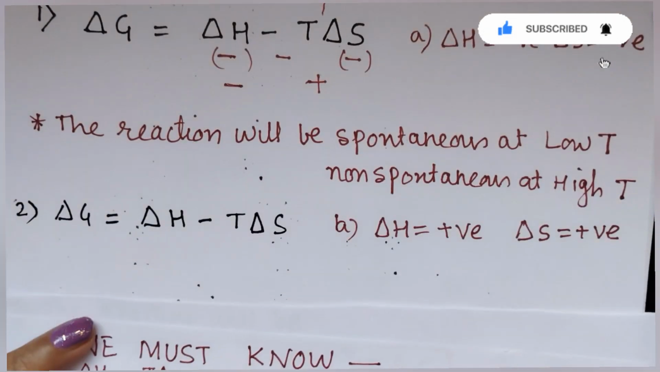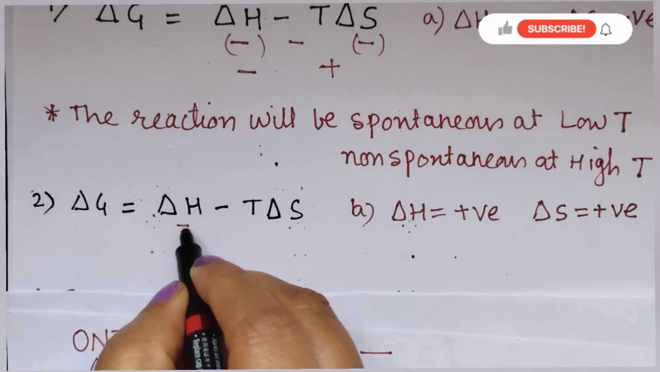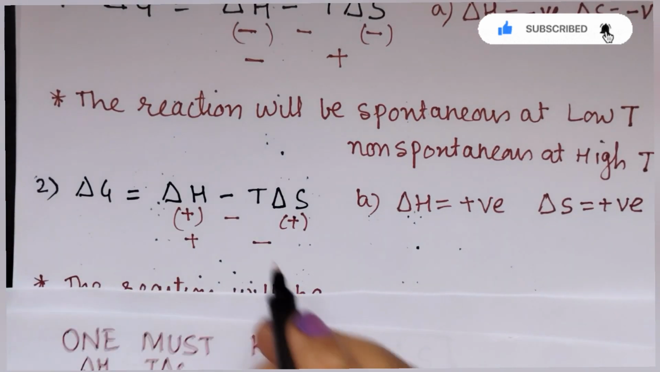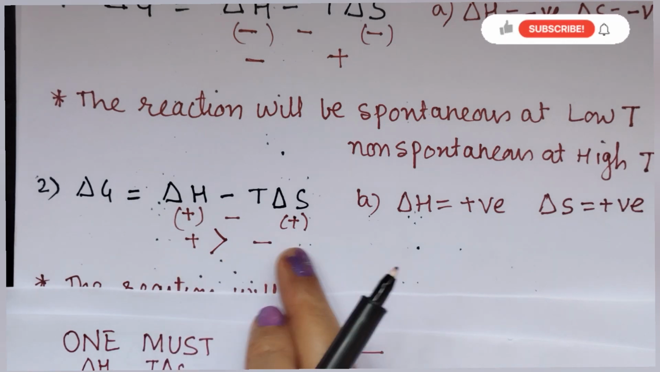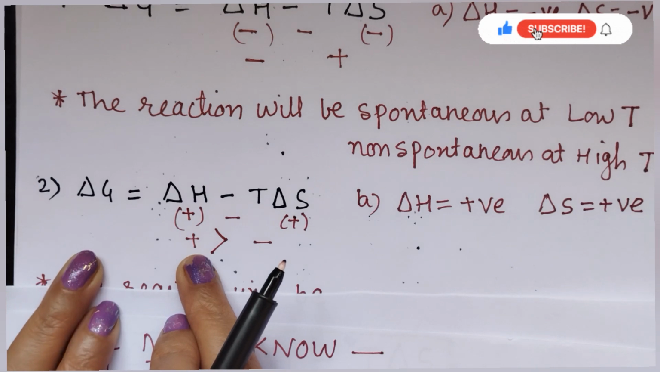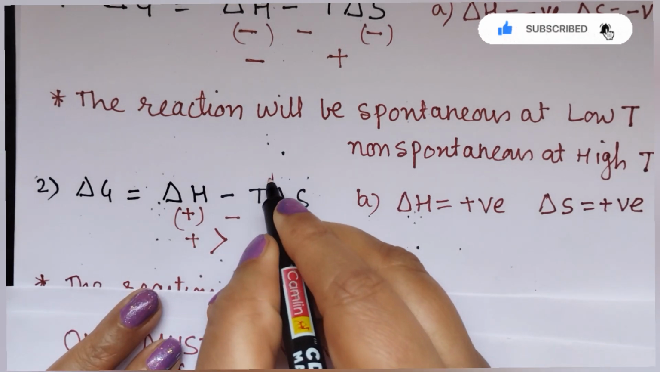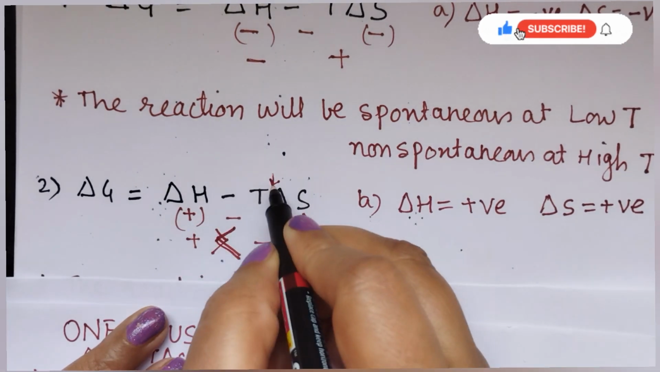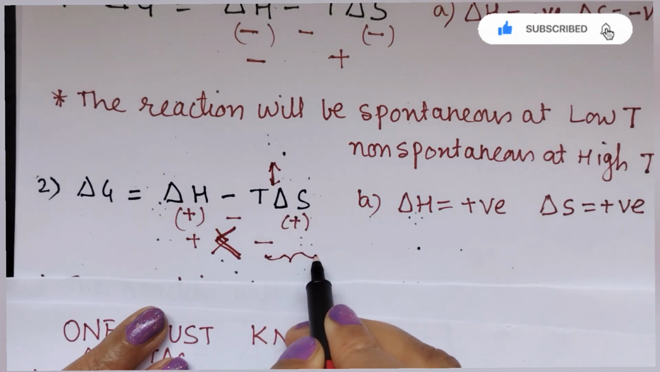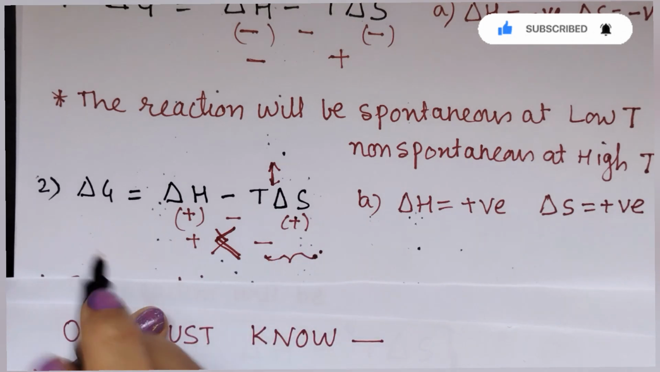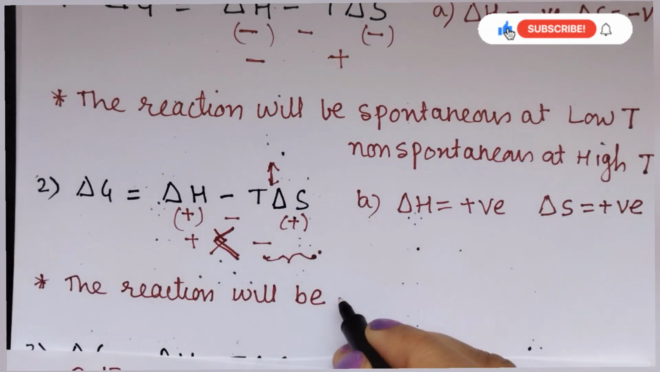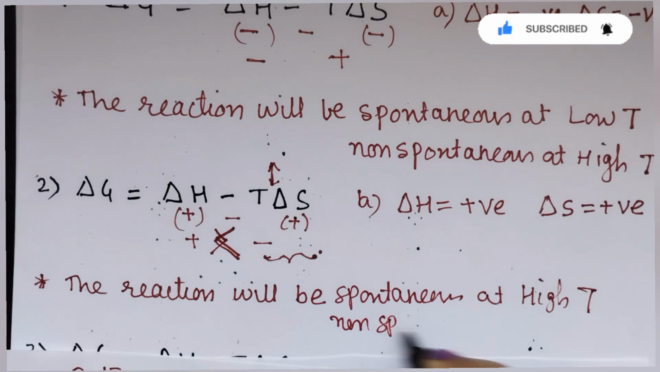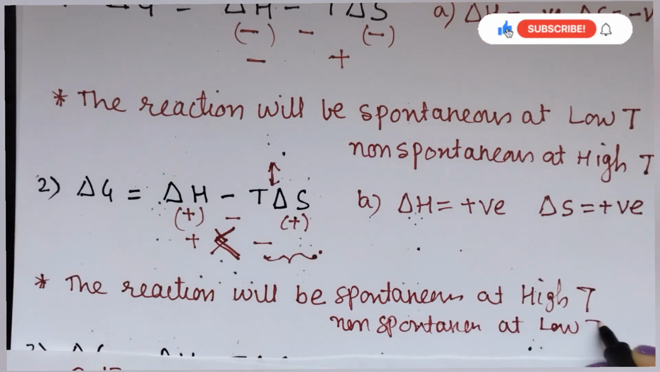Let us see the second condition. The second condition is delta H is positive and delta S is also positive. So when you open up the brackets, you get something like this. Again there is a condition where, if delta H is greater, then the product will be subtracted from it and delta G will have the positive sign. Right students? But this is only possible at low temperature, and at low temperature the reaction will be non-spontaneous. But if T delta S is greater than delta H, how can you do this? You can increase the temperature, and when you increase the temperature, this product increases, means your delta G value will be negative, means the reaction will be spontaneous at high temperature, whereas it will be non-spontaneous at low temperature. This is how you have to predict the spontaneity.